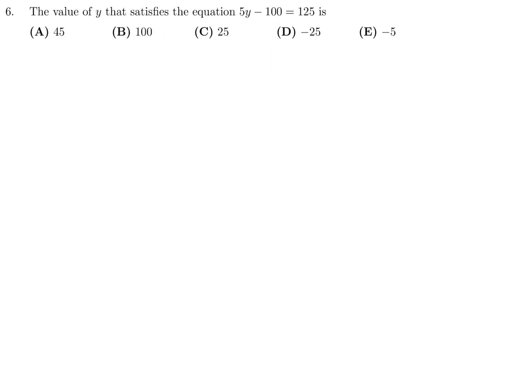The value of y that satisfies the equation 5y minus 100 is equal to 125 is. Well, put the 100 on the other side, and that gives you 225, and then divide through by 5, and when you do, you get 45. So therefore, y is equal to 45. Number 6, the answer is A.